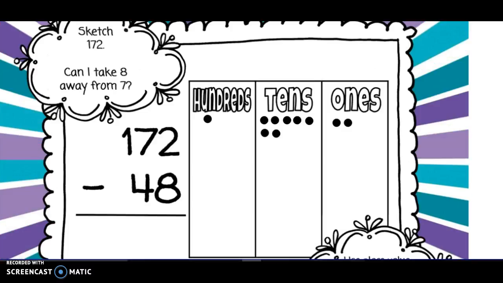After you've written the problem vertically, I'd like for you to draw the place value chart for ones, tens, and hundreds. In your place value chart, I'd like for you to sketch out the number 172. Pause the video and press play when you're ready to continue. Now you should have in your place value chart 1 hundred, 7 tens, and 2 ones.